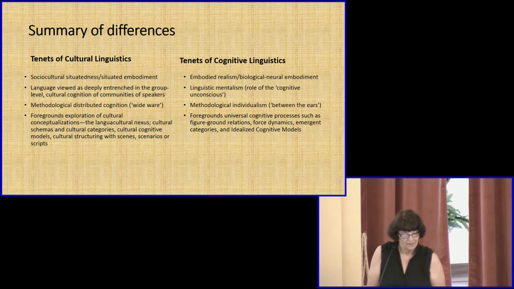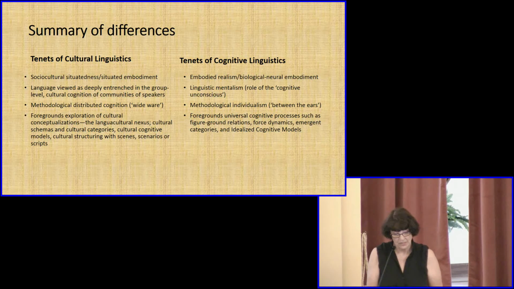On the left, we find language viewed as deeply entrenched in group-level cultural cognition of communities of speakers. In cognitive linguistics, you still have an emphasis on linguistic mentalism, the role of the cognitive unconscious. For cultural linguistics, we have a methodological distributed cognition, wideware. On the other hand, we have methodological individualism and a focus between the ears.